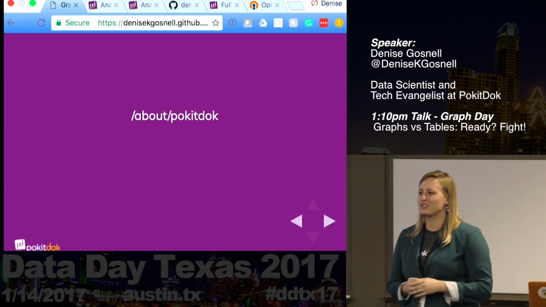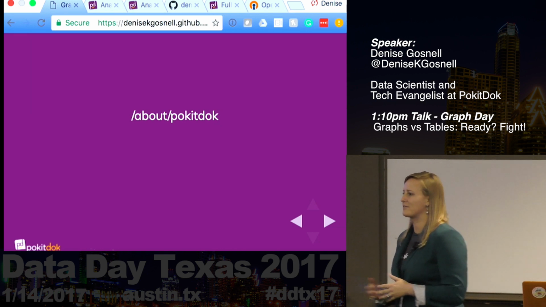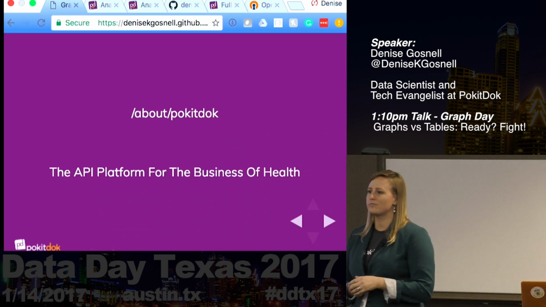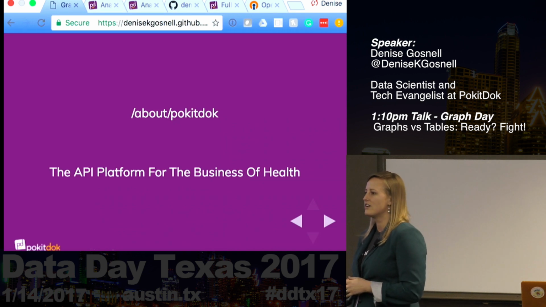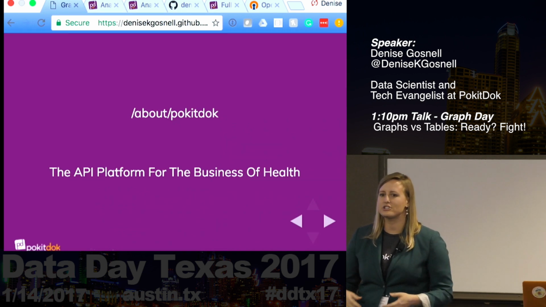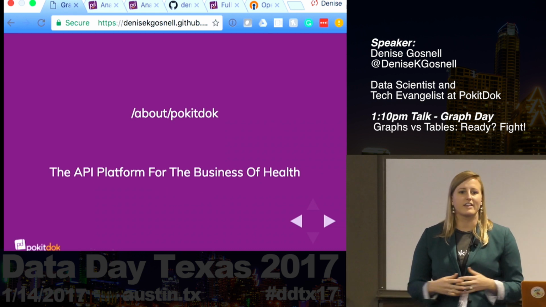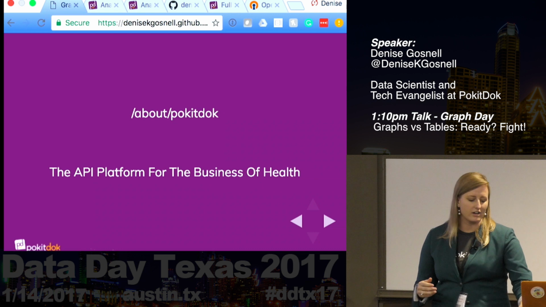Just to set the stage on the type of data I'm working with and the perspective I'm coming from, PokitDok is the API platform for healthcare transactions. So like Twilio does with communications or Stripe with finance and whatnot, that is exactly what we provide for healthcare.